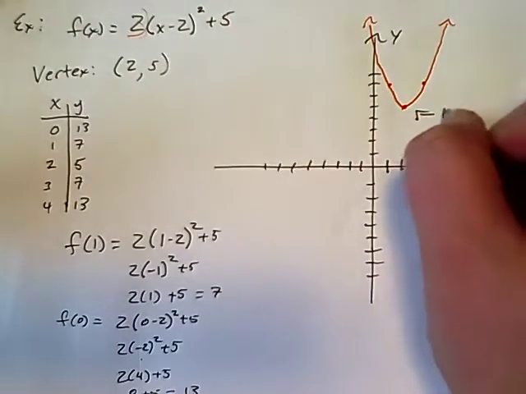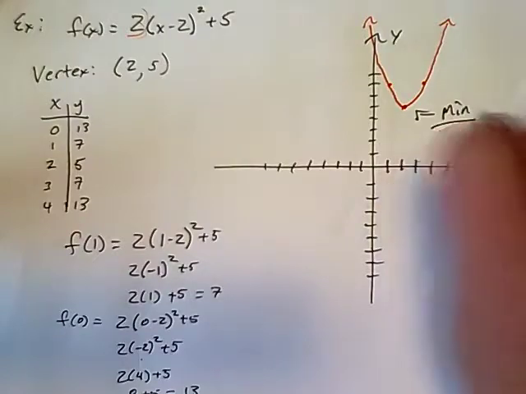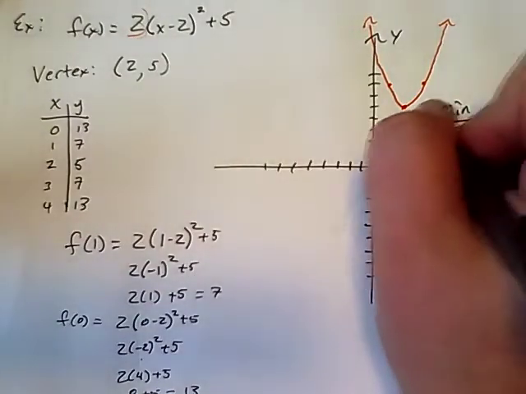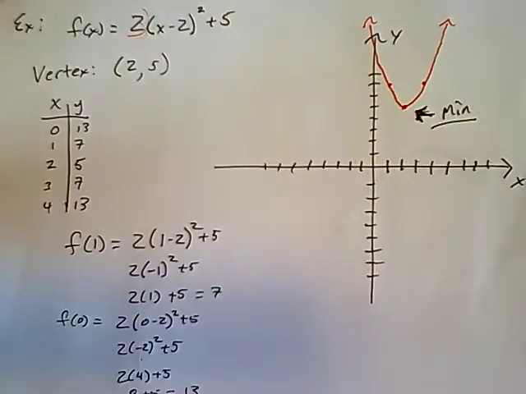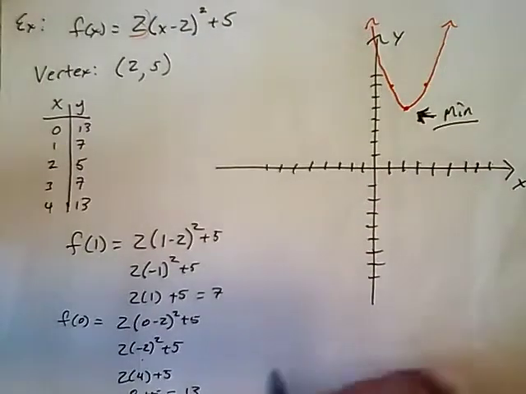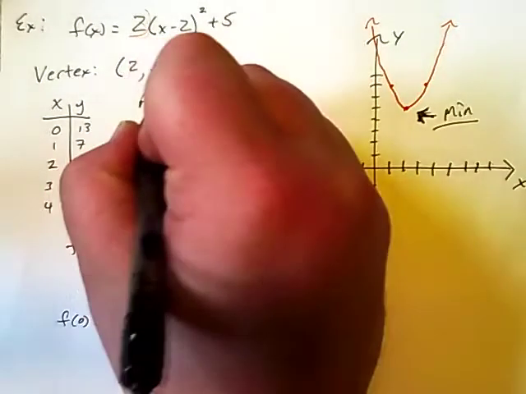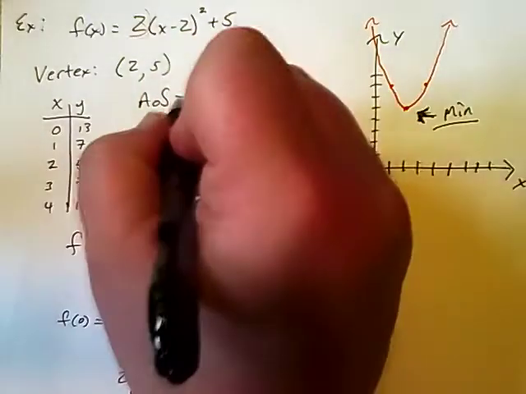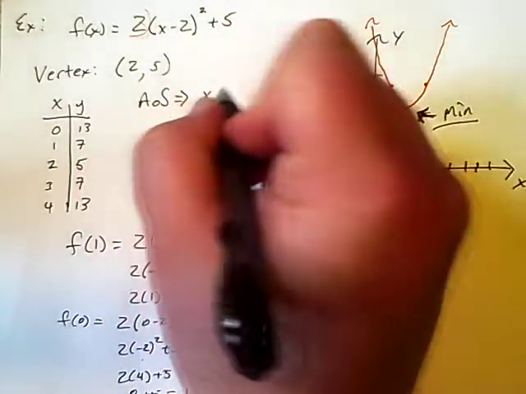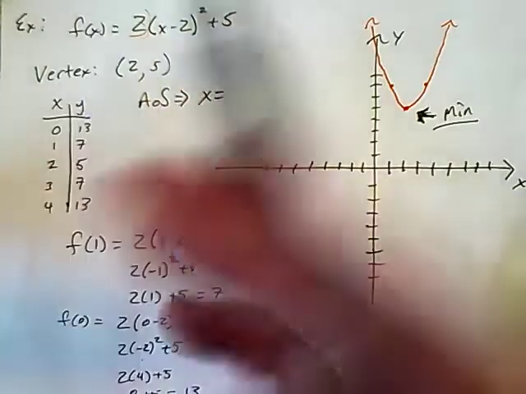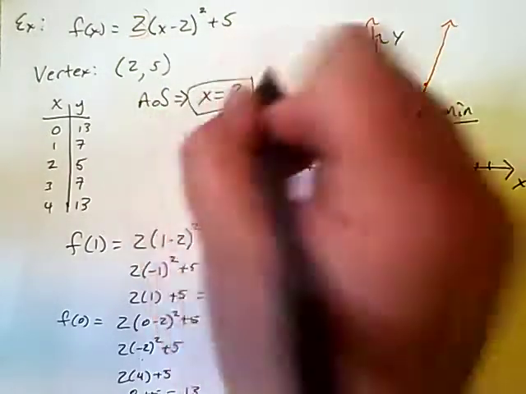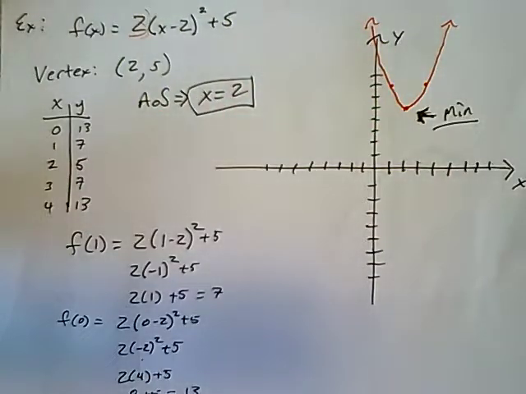So this is a minimum value. It's an arrow pointing to the vertex that this is a minimum. And I can also state that my axis of symmetry is going to be the line x equals h. What's h? h is 2, so I get a 2. And that's as easy as it gets. I cannot stress enough that vertex form is the best form to graph in. Very, very nice. It's very friendly.